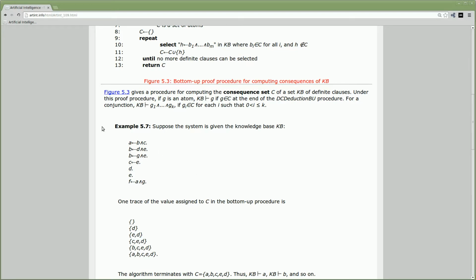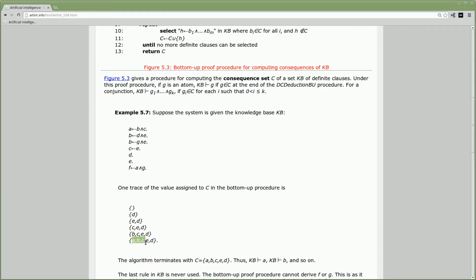And so we just keep working our way through our set of axioms and stuffing atoms into this proven set as we go.